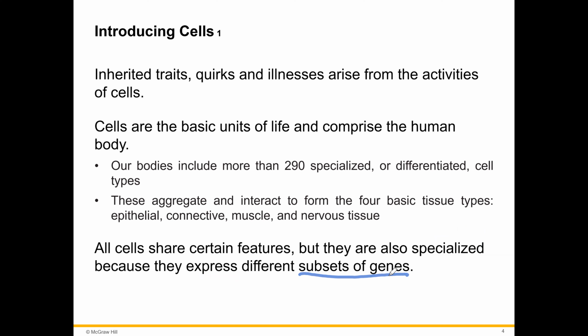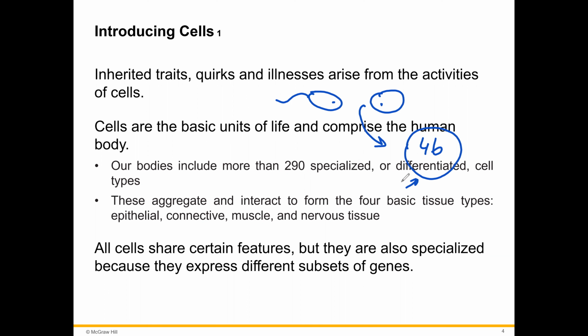Now, we all start as a single cell. So when the father's sperm fertilizes the mother's egg, the first cell that is formed is the zygote. Now, the human zygote has 46 chromosomes. So your entire body is made from this very first cell. That means that every cell in your body has the same genes, the same set of DNA, but still cells are different.